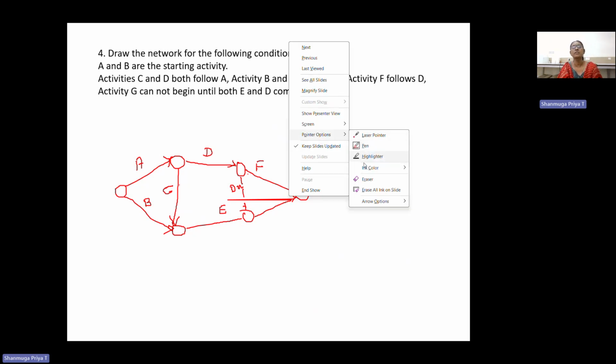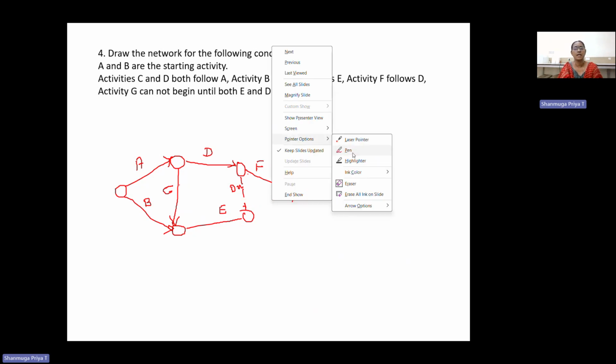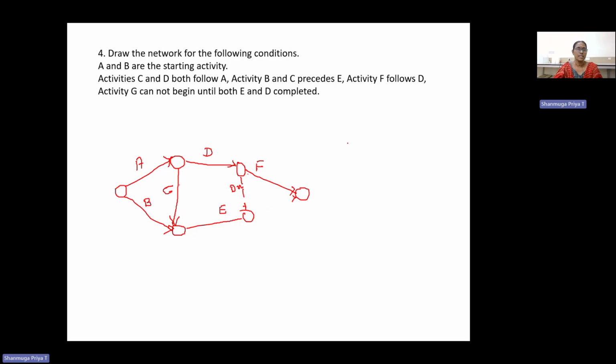So this condition, once again, you can check it. So what are the conditions of this? So A and B are starting activities. C and D follow A. So it is also final. C and D follow A. Next is the B and C precede E. So B and C precede E.